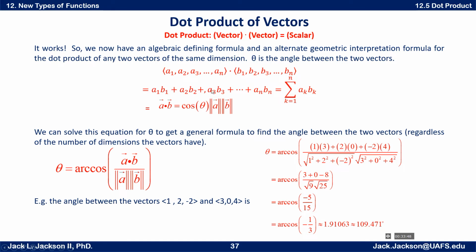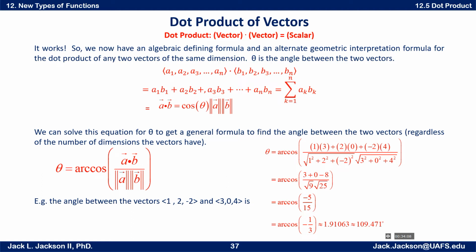So if you've got it in component form, you can figure out what the numerator is pretty straightforwardly. And then you can figure out the norms and then do an arc cosine. Remember, arc cosine always gives you an angle between 0 and pi, which is appropriate for measuring the smallest positive angle between the two vectors.